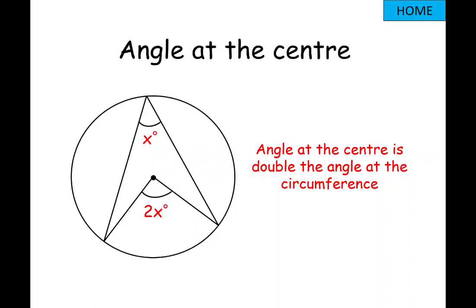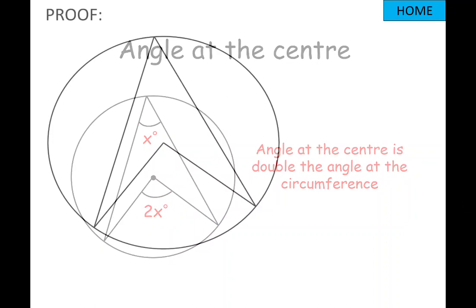Angle at the center: always, the angle at the center is double the angle at the circumference. This angle is double the angle at the circumference, if they are coming from the same arc. The angle at the center is double the angle at the circumference. Let's prove that.